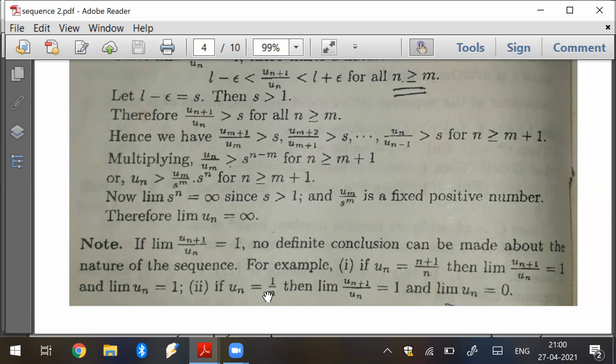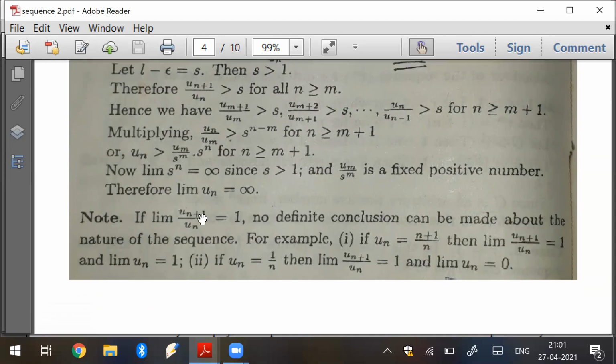Now if you take u_n equals 1 by n, then also the ratio limit is 1. And where is it converging? It is converging towards 0. So we cannot say specifically what the limit of the original sequence will be. Here you are getting 1, here you are getting 0. So whenever the ratio sequence has limit 1, then no definite conclusion can be given about the nature of the original sequence.